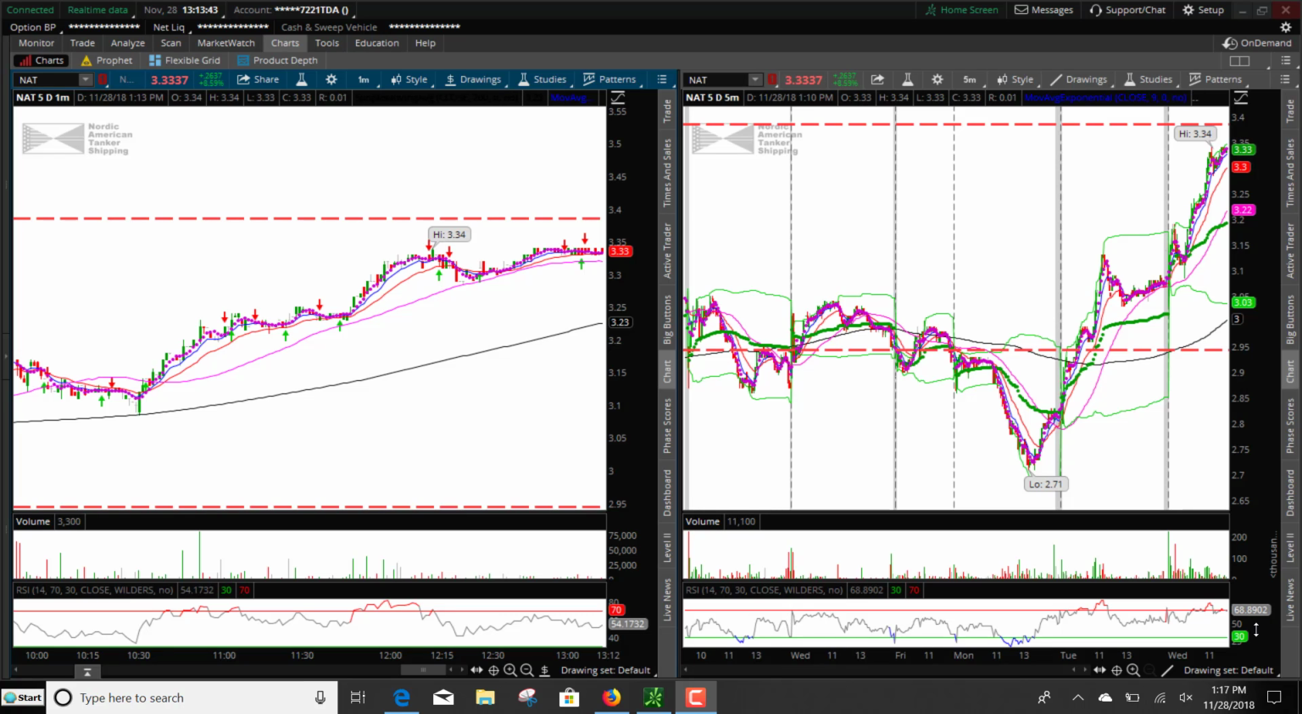So we're going to talk about some of the different strategies that you can use to be able to make money in the stock market. And the first one we're going to talk about is day trading. Day trading is when you buy and sell a stock within the same day.